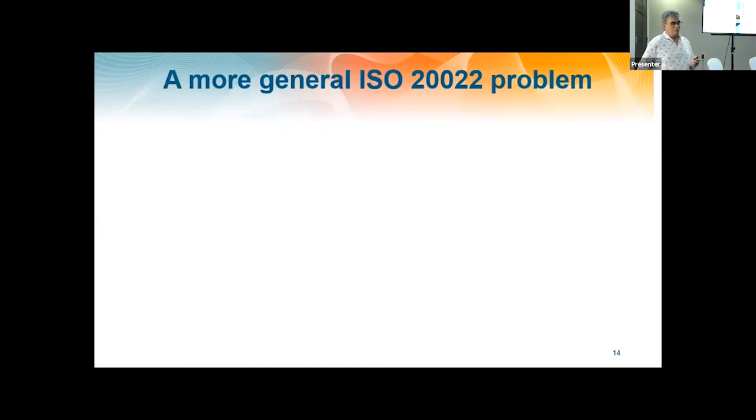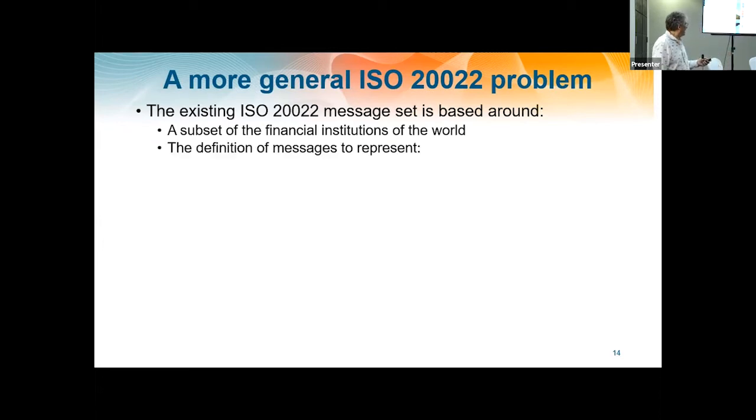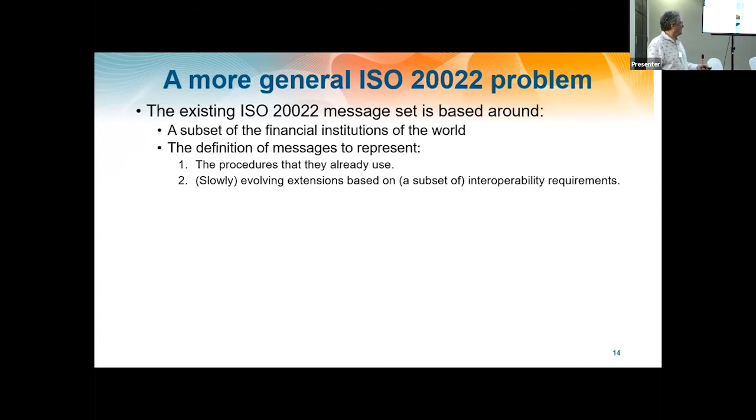So this is a more general problem. We're just an example of it, but we are, I think, more or less the first example of it that they really had to deal with, which is a problem for us and indeed a problem for them. So the existing message set is based around a subset of the financial institutions of the world. Banks is what I meant to say. It has definition of messages to represent the procedures that they already use and slowly evolving extensions based on a subset of further interoperability. So they are responding, obviously, to changes in the world of payments. They have to. But they're not responding very quickly because typically these things take a long time to happen in the world of Western banking systems.